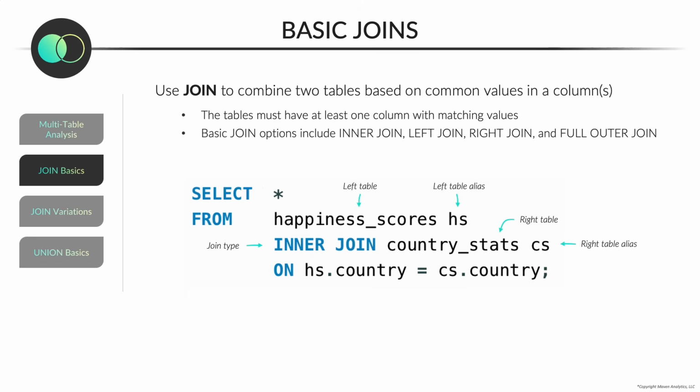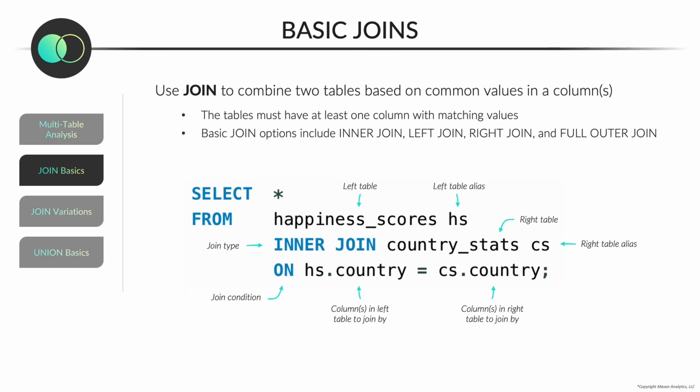Now, once you've specified your two tables and how you want to join them, the last thing you have to specify is exactly how you'll be joining them. And that's what happens after this on keyword. So in this situation, we're saying that the way that we want to combine these two tables is we're going to be looking at the country column in both tables. So the country column within the HS happiness scores table, as well as the country column within the CS country stats table, and whatever country names that they have in common, put those rows side by side. And with that, you can end your query with a semicolon, and that will return to you the columns from both the happiness scores table and the country stats table.